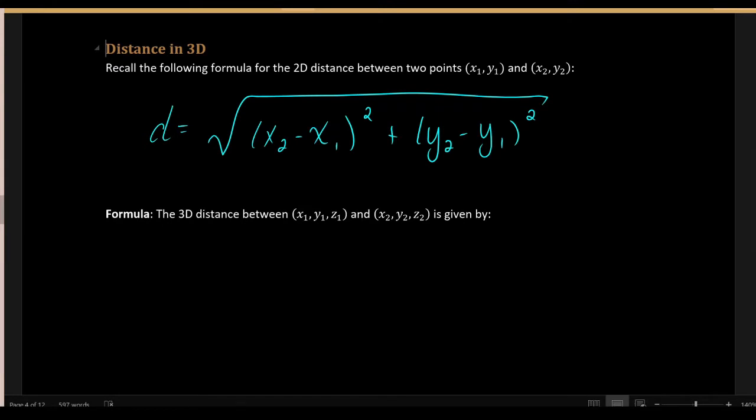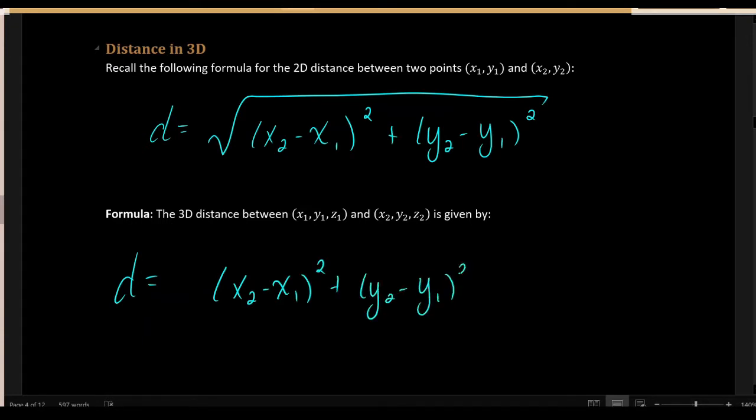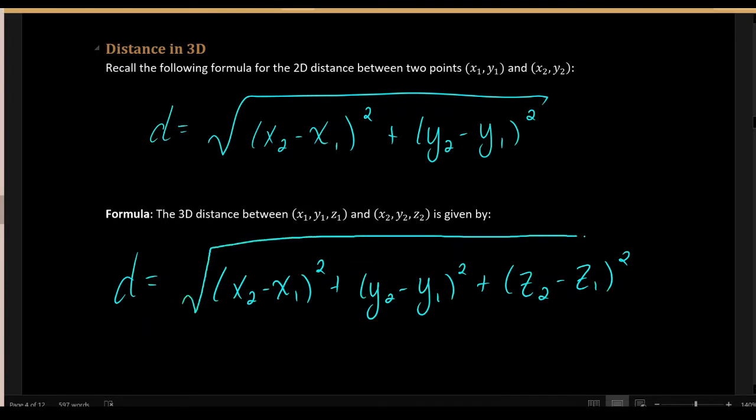In 3-dimensional distance, where we have not only x and y, but a third coordinate z, the distance formula is extremely similar. Actually, can you guess what it's going to be? In this case, we take the difference of the 2 x's, square that, the difference of the 2 y's, square that, but then we take the difference of the 2 z values, square that, add those 3 quantities together, and take the square root of the result.